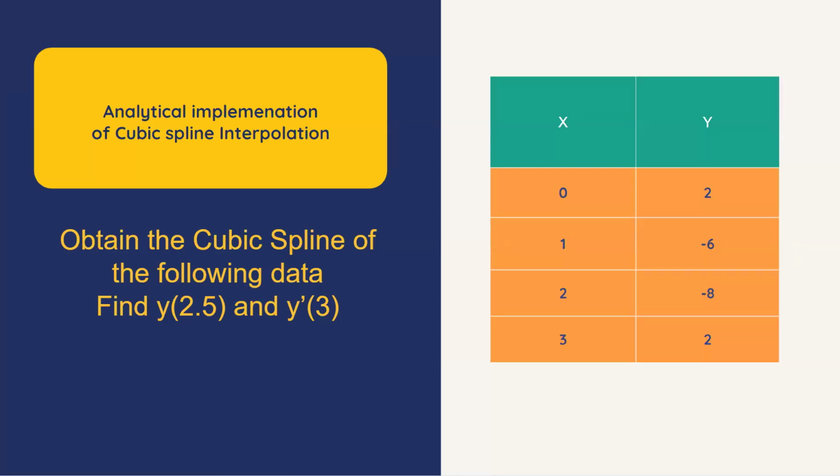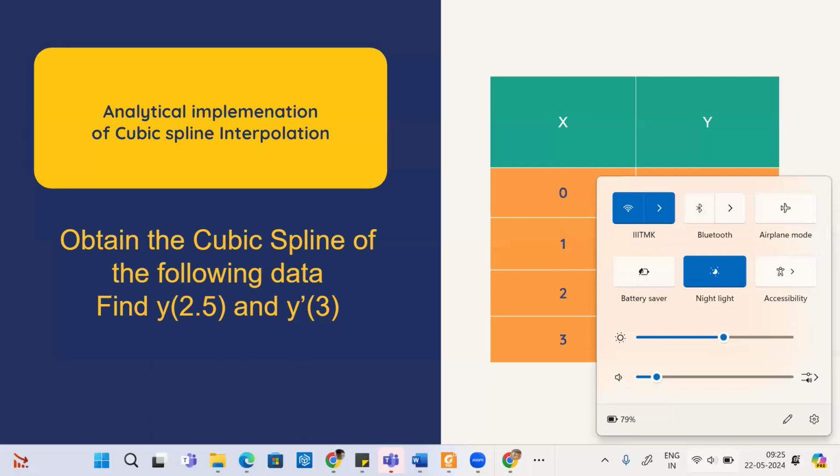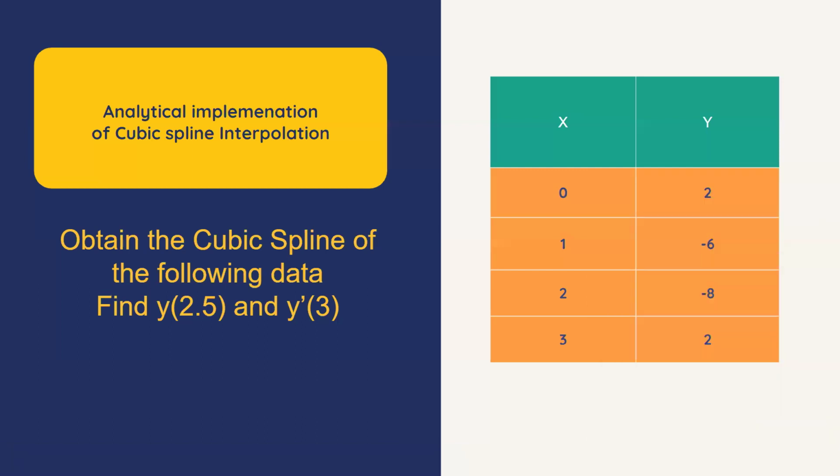Okay, this is the question for doing this analytically: obtain the cubic spline of the following data, and find y of 2.5 and the derivative at 3. Okay, these are our points x, y. X is 0, 1, 2, 3, and y is 2, -6, -8, and 2.